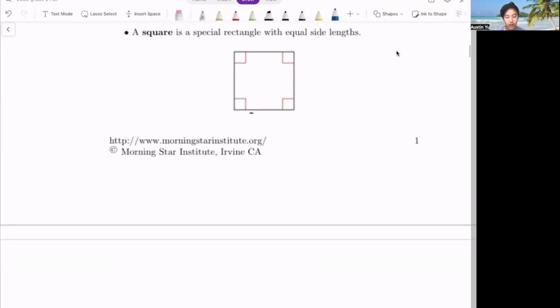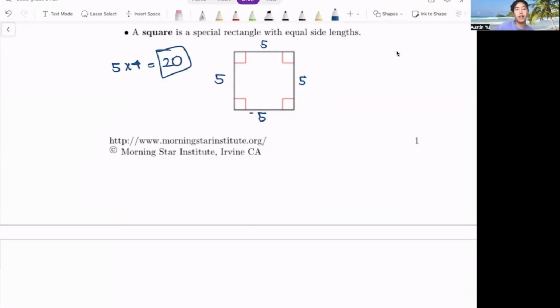A square is a special rectangle with equal side lengths. So that means that for these four sides, they're all the same. But we can just do 5, 5, 5, and 5. So 5 times 4, because there's four sides, is just equal to 20. That would be the perimeter of a square with side length 5.